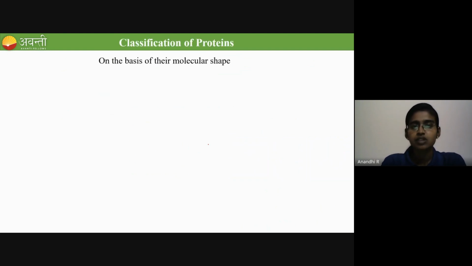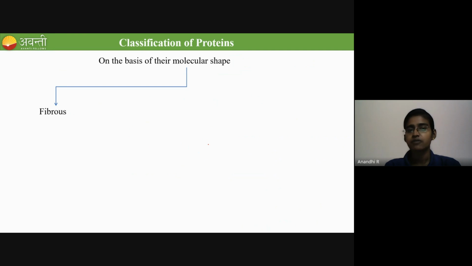So coming to the classification of protein, we are classifying proteins into two. First is on the basis of their molecular shape. On the basis of their molecular shape, it is again classified into two: one is fibrous protein, the other one is globular protein.